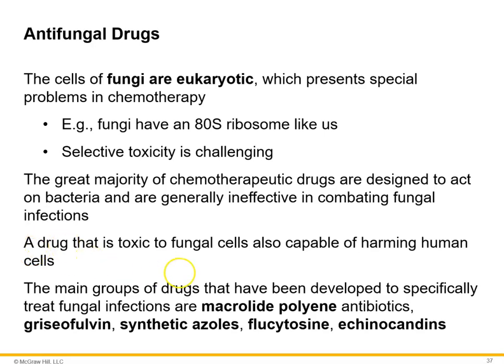The main groups of drugs that we'll be talking about are going to be the macrolide polyene antibiotics. This is going to be amphotericin B primarily, griseofulvin, synthetic azoles, flucytosine, and the echinocandins. But what I really want you to focus on is going to be amphotericin B and the azoles. I want you to be able to recognize those.